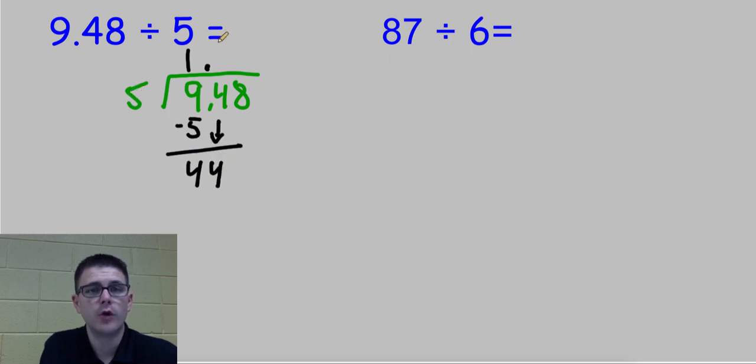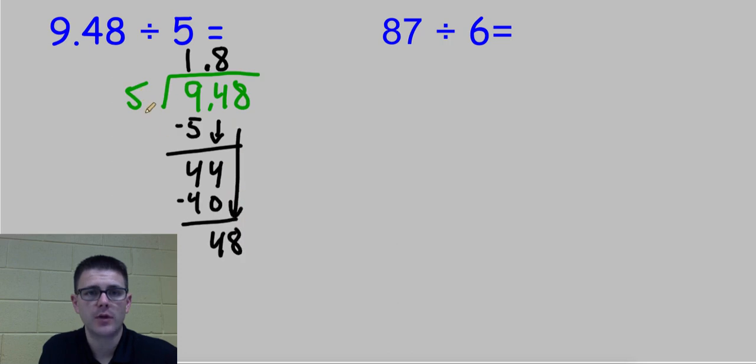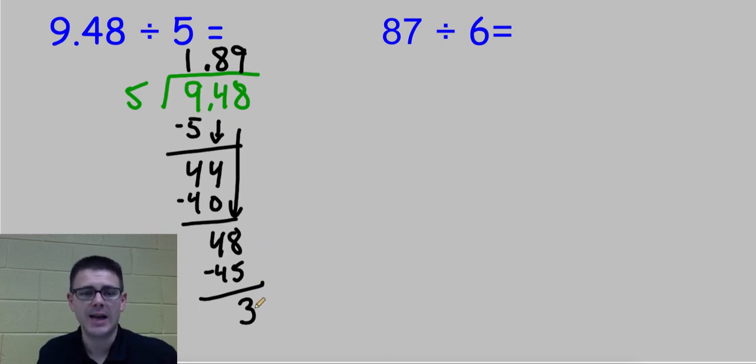5 goes into 44 8 times. 8 times 5 is 40. Subtract, I get a 4, and I bring down my 8. 5 goes into 48 9 times, which is 45. Subtract, and I have a 3. So I brought down all my digits, but I still have something left over, so I can't stop. So I add an extra 0 and keep dividing.